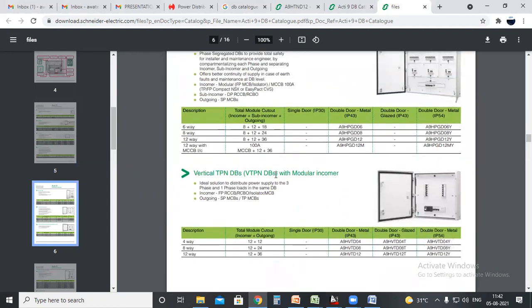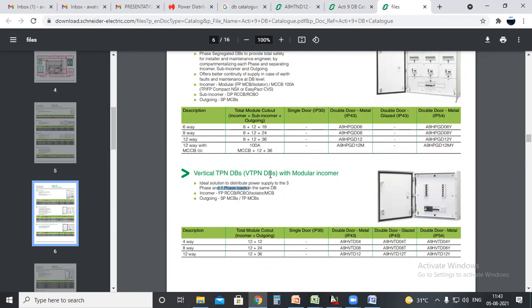So vertical DB with the modular incomer, VTPN, vertical TPN with the modular incomer. In this case, you can choose the incomer as 4-pole RCCB, RCBO, isolator, or MCB. So you need to mention that this is vertical TPN with modular incomer. This is specified by the brand Schneider. They have mentioned vertical TPN with modular incomer. That means you can choose any one of this type: RCCB, RCBO, or isolator.